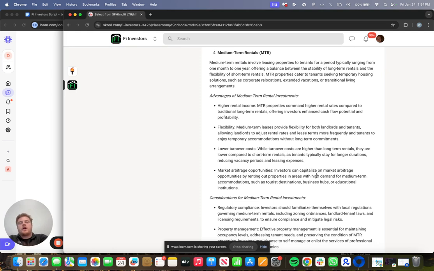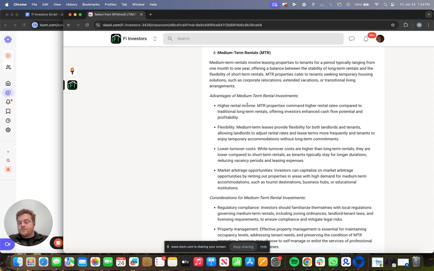Medium-term rentals. What are medium-term rentals? Medium-term rentals are when you rent a unit or a bedroom to someone on a medium-term lease, right? So that's 30 days or more. If it's shorter than 30 days, it's considered an Airbnb. If it's 30 days to usually about 6 months, it's considered a midterm rental, right?